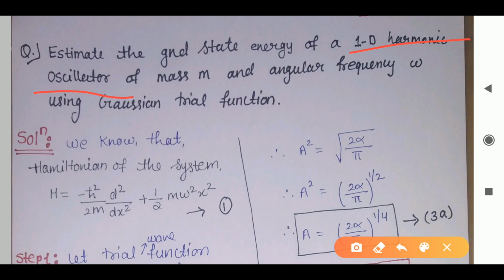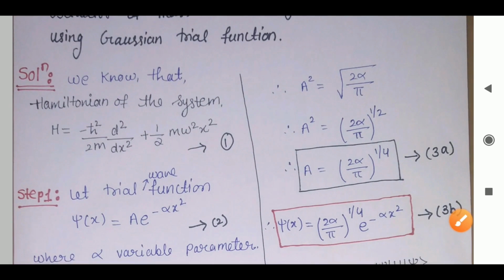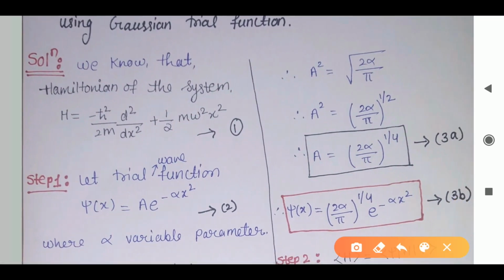So for that we will write the equation of the Hamiltonian for the one-dimensional harmonic oscillator, that is minus h cross square upon 2m d square upon dx square plus half m omega square x square. Okay, this we have to write as the Hamiltonian equation, and here I have given this as equation number 1. Now we have to take one trial wave function. Here I have taken a Gaussian trial wave function to solve this.